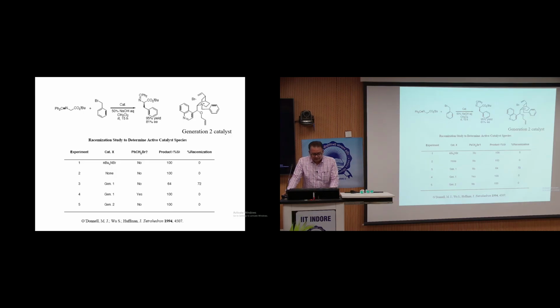There is a catalyst, and you can see that what I have mentioned is experiment 1, 2, 3, 4, 5. When they take the catalyst like tetrabutylammonium bromide and there is no benzyl bromide, the product is 100%. The racemization percent is 0. Generation 1, generation 2, generation 3. What they want to say is that the racemization study is to detect the active catalyst species, and they end up with nothing. See why this table is given.